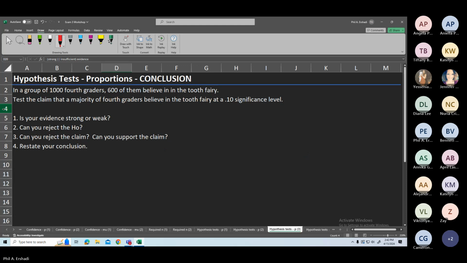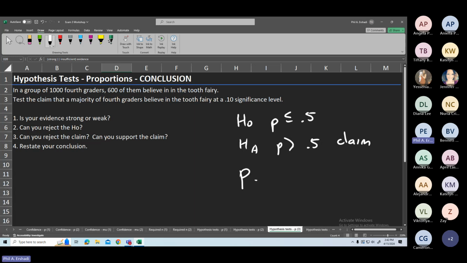Okay, so now let's rewrite our claim. The null was that P was less than or equal to 0.5. The alternate was that P is greater than 0.5. That was our claim. And then our big P value was 0.000 with a whole bunch of zeros after it.